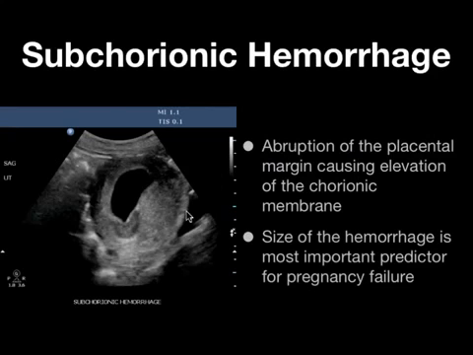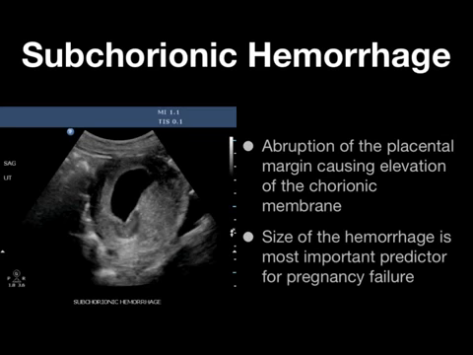Let's now look at the abnormal intrauterine pregnancy. Subchorionic hemorrhages are commonly seen. They are abruptions of the placental margin causing elevation of the chorionic membrane. The size of the hemorrhage is going to be the most important predictor for pregnancy failure. Here you can see an echogenic subchorionic hemorrhage surrounding this pregnancy here.